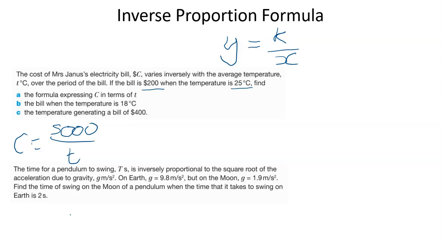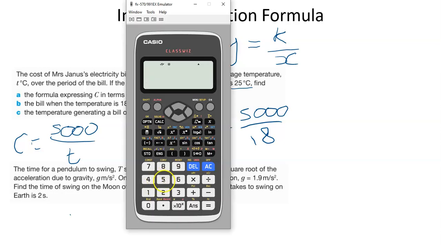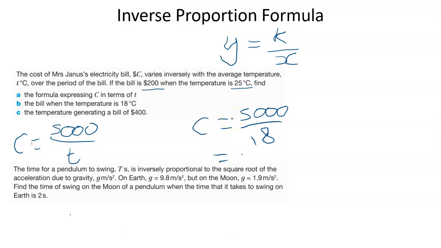The bill. What's the bill when the temperature is 18? Well, now we've found the formula, we can just use it. We have now a relationship between cost and temperature. So for part B, the cost is going to be 5,000 divided by 18. I'm going to reach for the calculator for this one. 5,000 divided by 18 is, as a decimal, 277.78. Okay, because it's money. Whoops, that's a 2, not a 7.